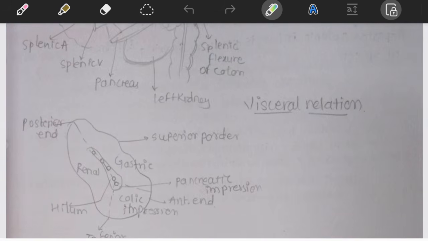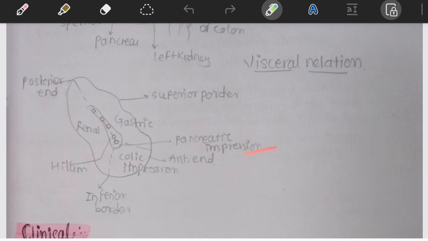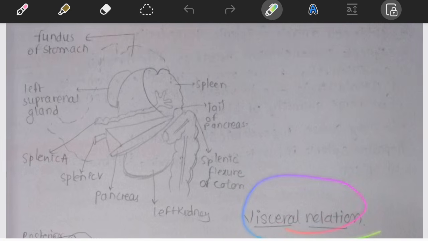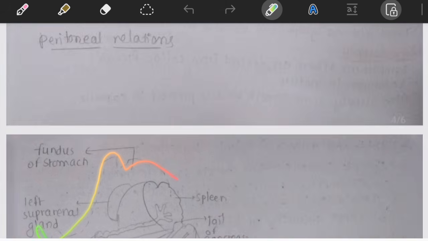So here are the different diagrams for the visceral relations. Here are the different impressions. Here the pancreatic impression, the tail of the pancreas nearby. Here the ends, borders, and colic impression, gastric impression, renal impression, hilum. These are the visceral relations. Pancreatic tail is here. This is the spleen, splenic artery, splenic flexure of colon. This is the left kidney, left suprarenal gland, and this is the stomach.